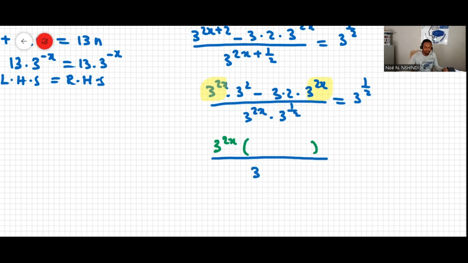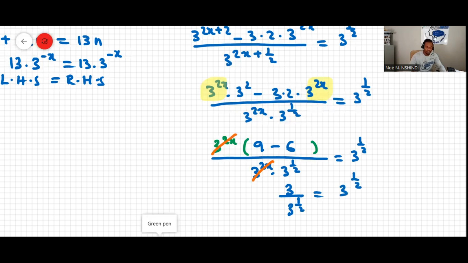This addition is going to be 3 to the 2x times 3 to the half, equal to 3 to the power of a half. Now the factor there is going to be 9 minus 6, okay? So we can simplify this and that. And then what we have, 9 minus 6 is just 3. And then that makes 3 over 3 to the half, equal to 3 to the power of half. Now, there's an invisible exponent here of 1.